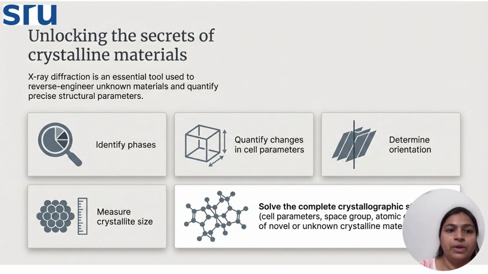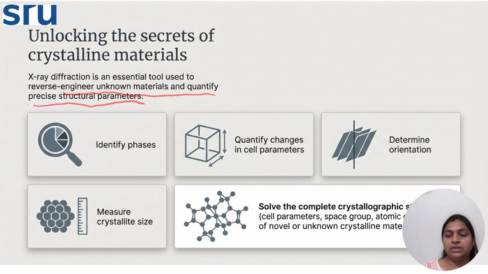X-ray diffraction is used here to reverse engineer unknown materials and quantify precise structural parameters. What are those? First, identify phases. We know there are 14 different Bravais lattices of 7 crystal types. So identification is very important to explore the properties, whether it is cubic or monoclinic or hexagonal or others.